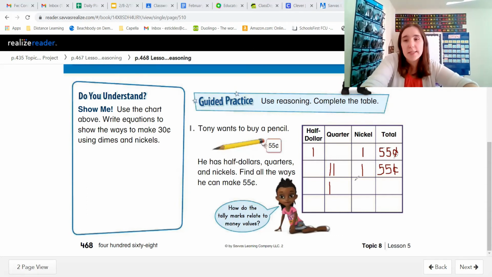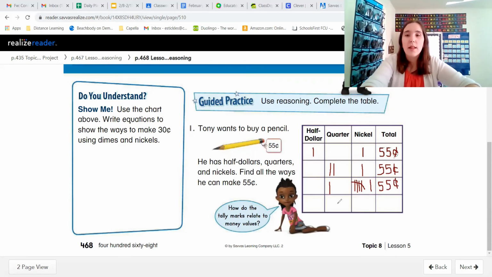So this is how I'm going to write 6. 1, 2, 3, 4, 5, 6. Remember, whenever you write your 5th tally mark, you're going to go across. And that makes 55 cents. 25 cents from my quarter plus 30 cents from my nickels equals 55 cents.